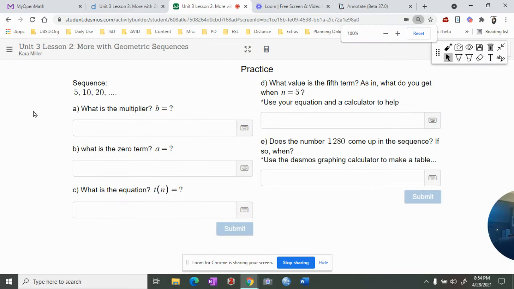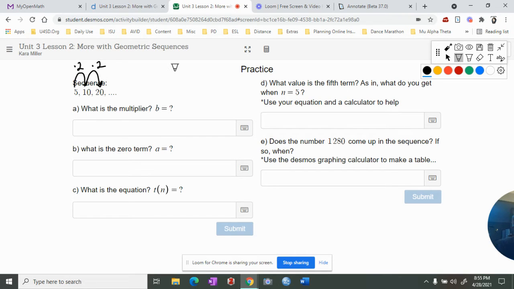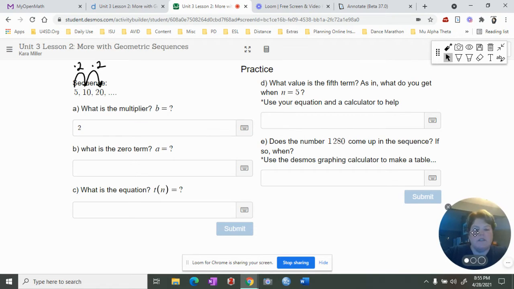So our sequence, 5, 10, 20. What is our multiplier? How do we get from 5 to 10 to 20? So you may see that we are multiplying by 2, right? So my B is 2. No, my face disappeared. There it is.